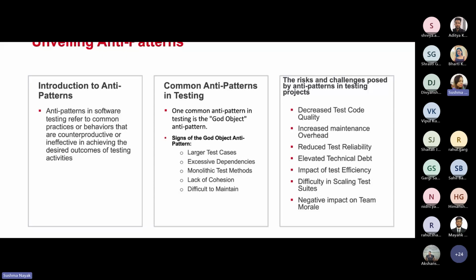Now, what are the risks and challenges posed by anti-patterns in testing projects? Obviously, the first one is decreased test code quality. Already discussed, the code is very vast and in a flat structure. Then increased maintenance overhead, as we are not able to understand the code, so maintainability will be an overhead. Then reduced test reliability, and difficulty in scaling the tests.